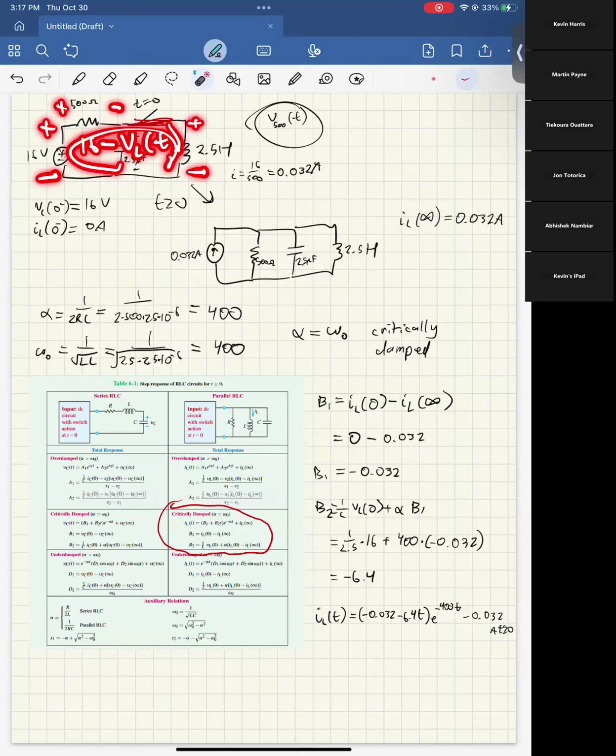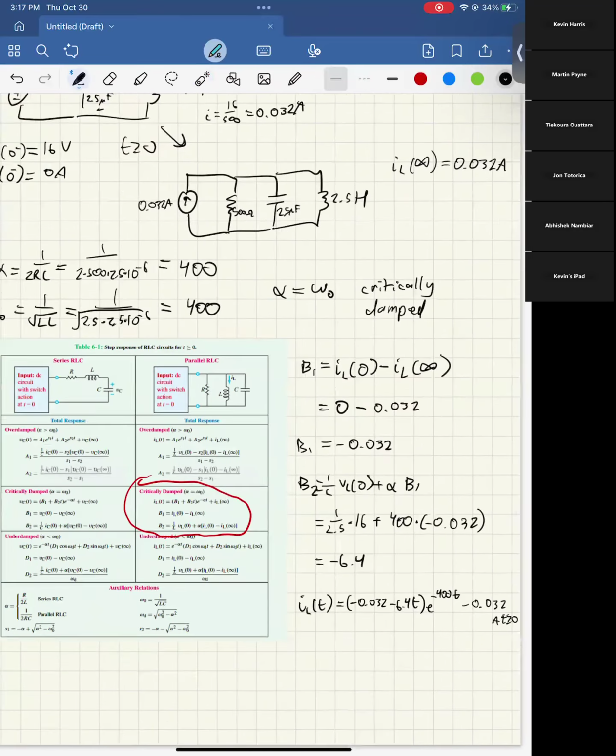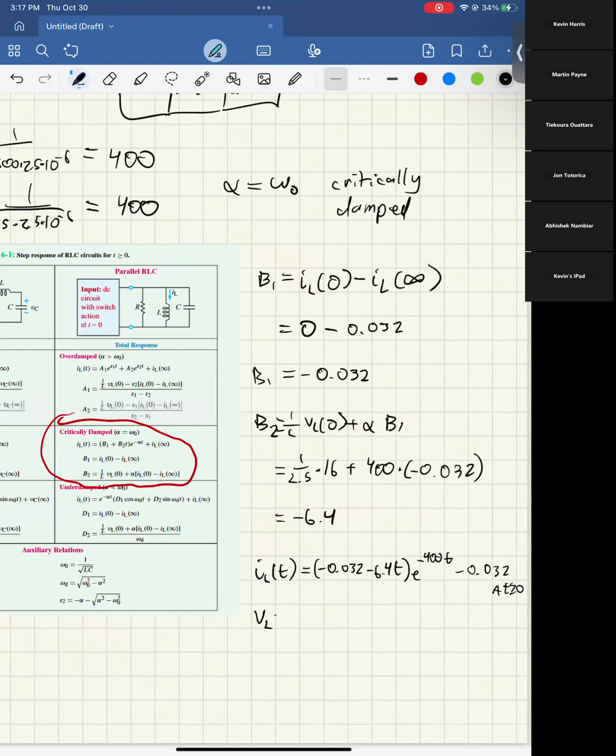Just like a KVL, if it goes up 16 here and then it goes down VL here, then the difference here would be 16 minus VL. So to find the voltage, the voltage of an inductor is equal to L di/dt. So we take the derivative and multiply it by the inductance, and so that's 2.5 times the derivative of that. You have to do some chain rule. I'm going to skip the math and just write the answer because hopefully you all know calculus. 16 plus 6400t e to the negative 400t.